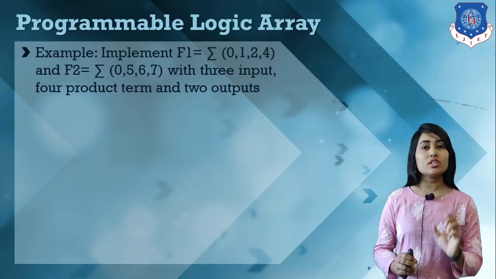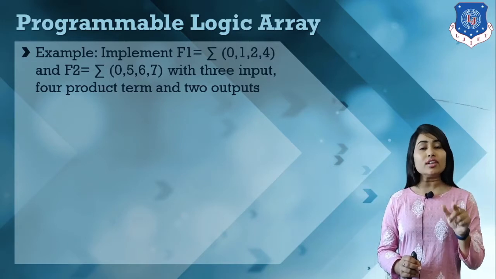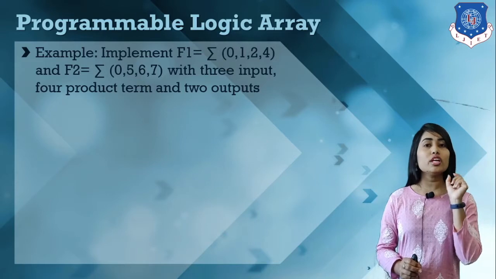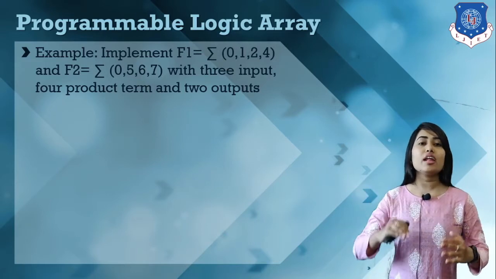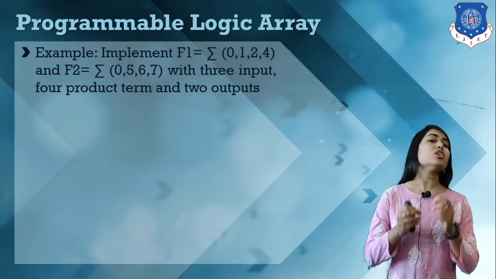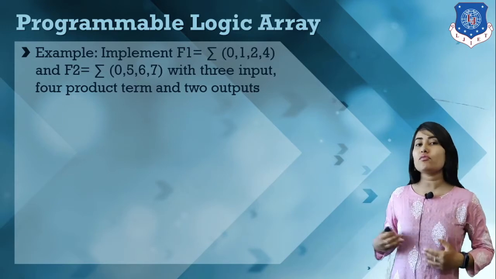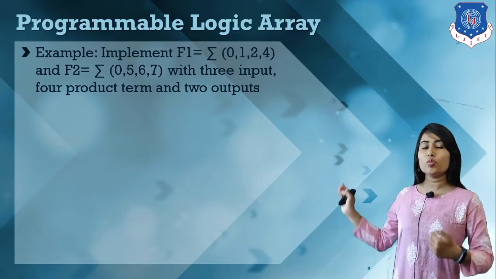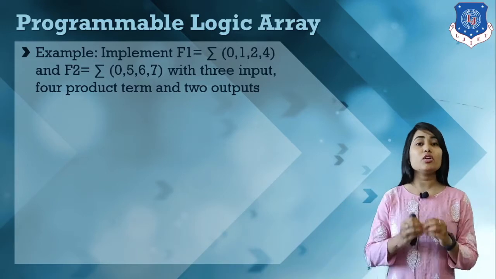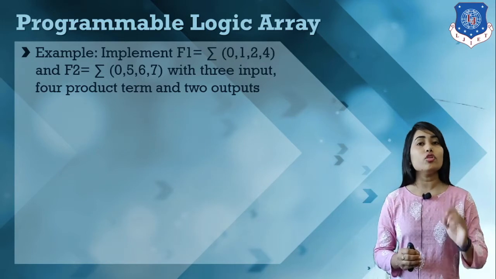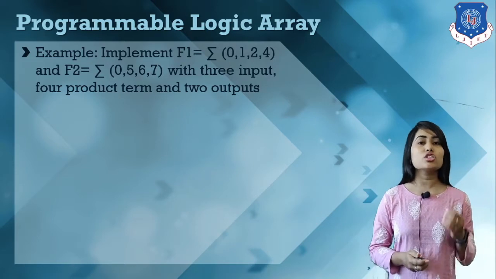Now we have to design this with 4 AND gates, because the example says we have to use only 4 product terms. So we have to find the common terms for F1 and F2, because we want to implement F1 and F2 with only 4 product terms and 2 outputs. The input and output conditions are satisfied, but we have to find the 4 product terms. So first let's find the logical equations for F1 and F2.